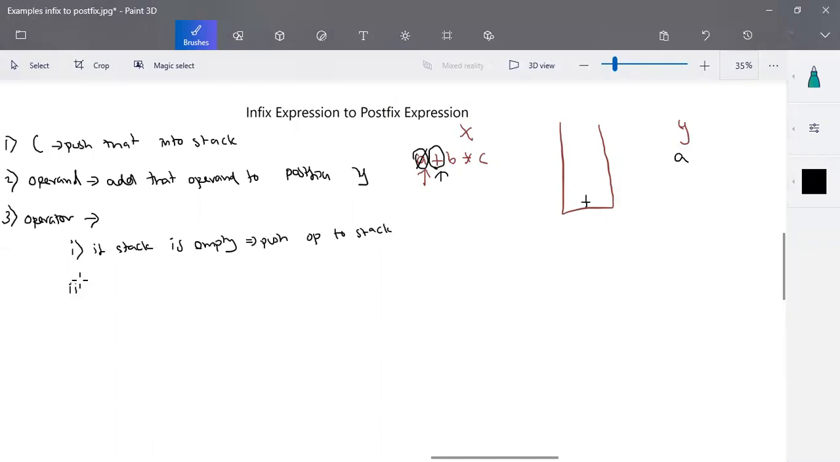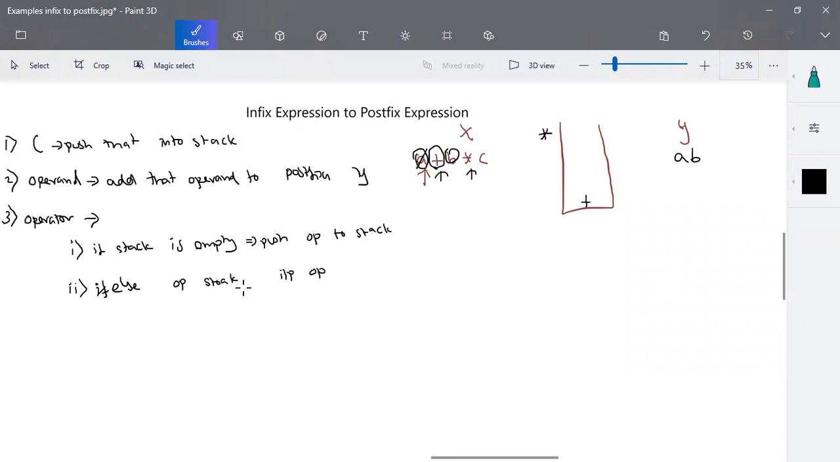Or else, in the second case, if the stack consists of some element, for example, when you scan the next element, B is an operand, we'll be adding it to the expression, and the next element to be scanned is star. Now we'll be comparing the precedence of this element taken from the input with the topmost element of the stack, if the stack is not empty. So this is your else condition. Else, we compare the precedence of the operator on the stack with the input operator.